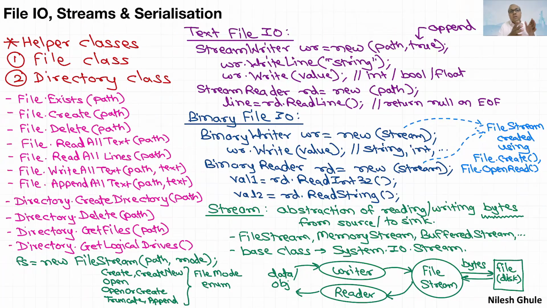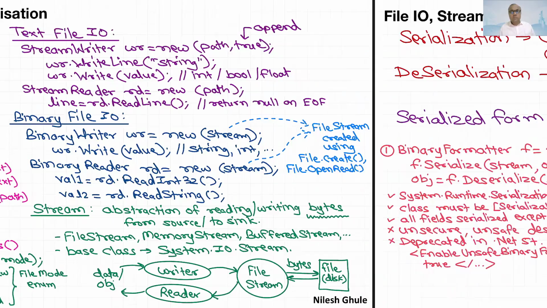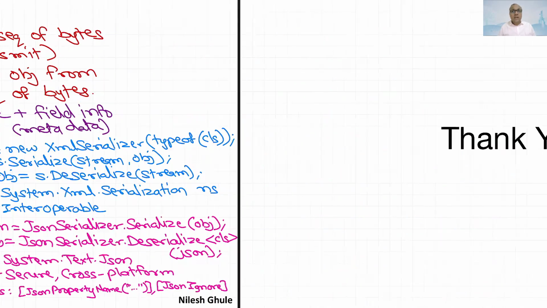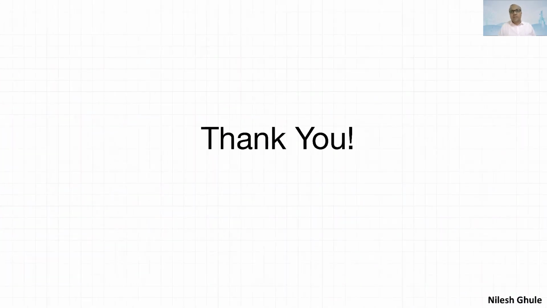Here we talked about the helper classes. We talked about text file write and read operations. We discussed binary file write and read operations. We also understood the stream concept and saw the important FileStream modes. Then we talked about the core concept of serialization and deserialization. We discussed the academic BinaryFormatter, I told you about XmlSerializer, and most importantly, we talked about JsonSerializer, which you will need in future as you start dealing with REST APIs.